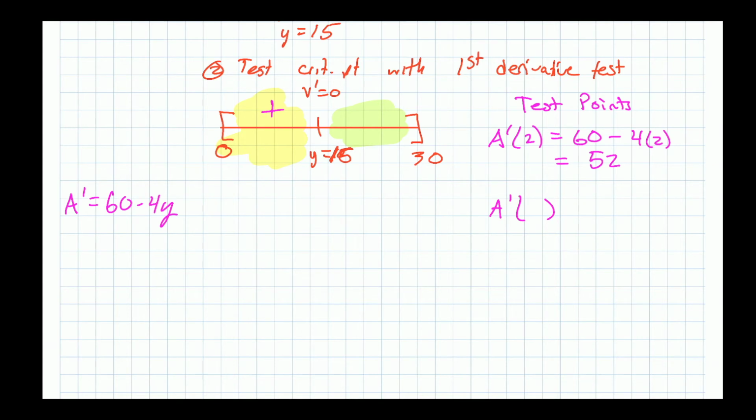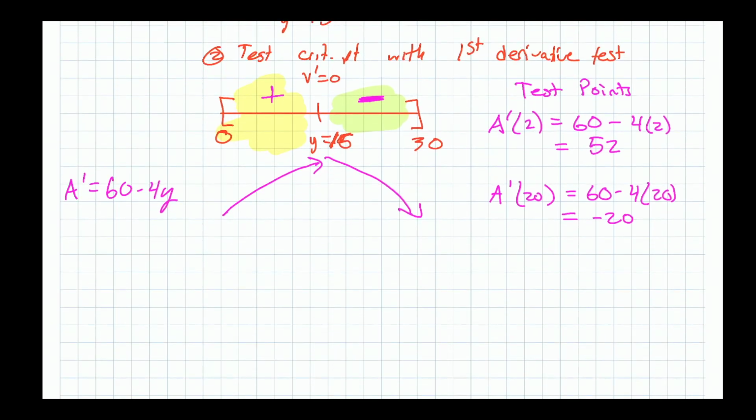So what's bigger than 15? I don't know, 20? 20 is bigger than 15. So 60 minus 4 times 20. That's 60 minus 80, that's negative 20. So that's negative. That means the function goes up, and then the function goes down again. So we verified that A has a max at Y equals 15.